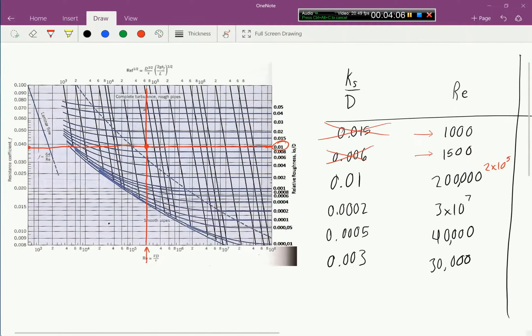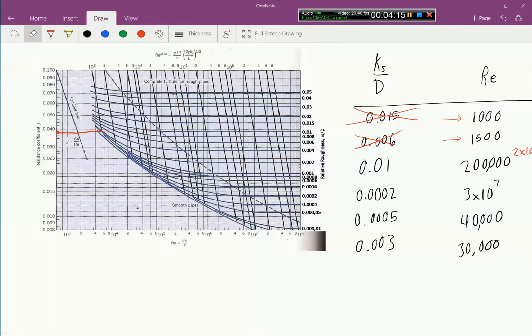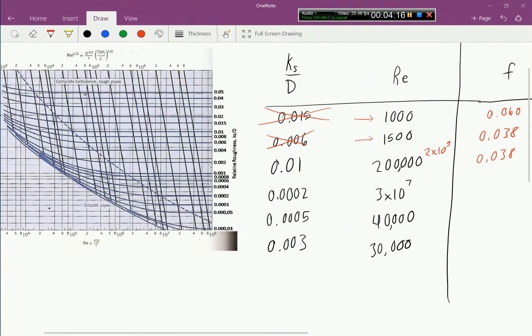Our next problem here is a Reynolds number of 3 times 10 to the 7th. So here, right here, is 1 times 10 to the 7th, 2 times 10 to the 7th, and then 3 times 10 to the 7th is in between the 2 and the 4 times 10 to the 7th. So we have 3 times 10 to the 7th. We draw our line straight up.